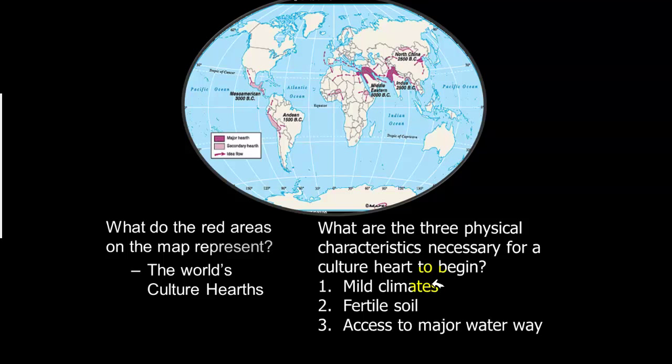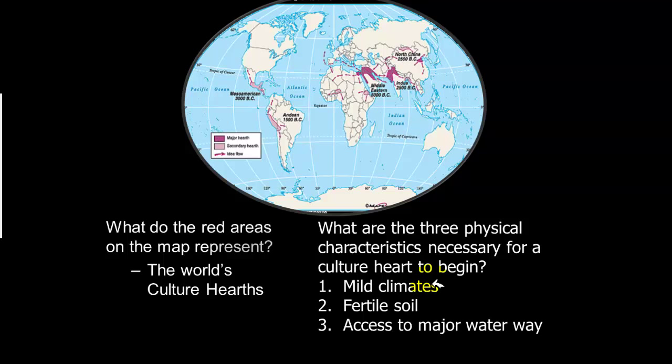Well, one, it had to be a nice climate. If you think about it, if you're early man and you're following your food or livestock around the continent, wherever your food goes, when you decide to settle, you want to settle somewhere where the weather's nice. You also want to settle somewhere where the soil is fertile, which means that you can grow crops and sustain yourself, and not just live off of animals or what you are hunting. Also, you need to have access to a major waterway.